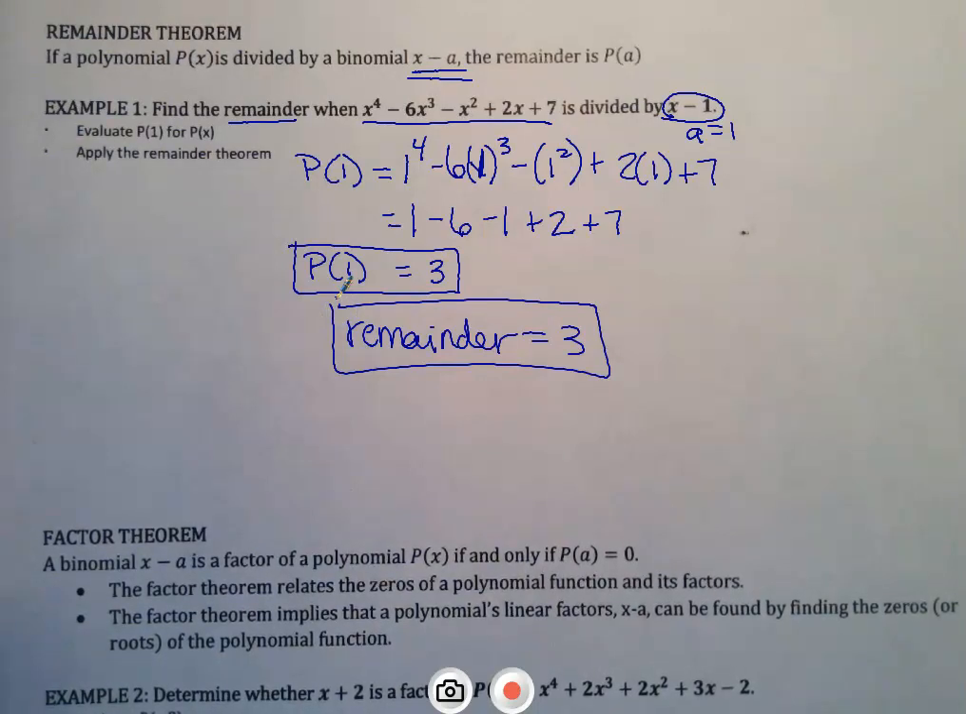So it kind of is up to you. When you're given this problem, unless it says use the remainder theorem, you could also do synthetic division. So we would have 1, negative 6, negative 1, 2, 7, divided by 1. What's your question, bud?